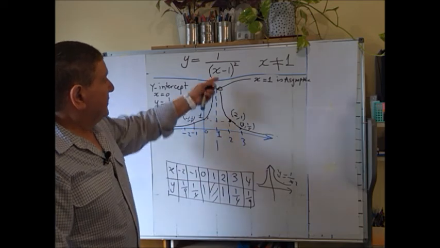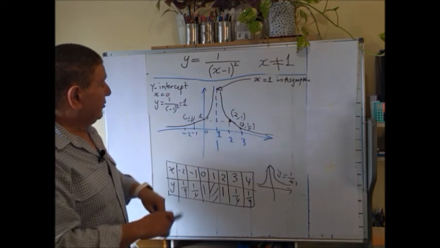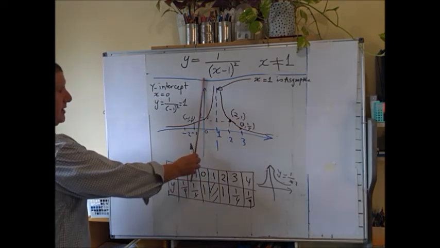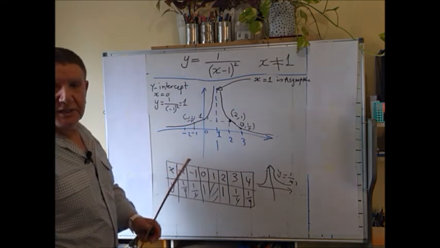Again, if instead of a negative number it were (x plus 1) squared, then you will have the same shape, but the translation will be to the left by 1 unit.